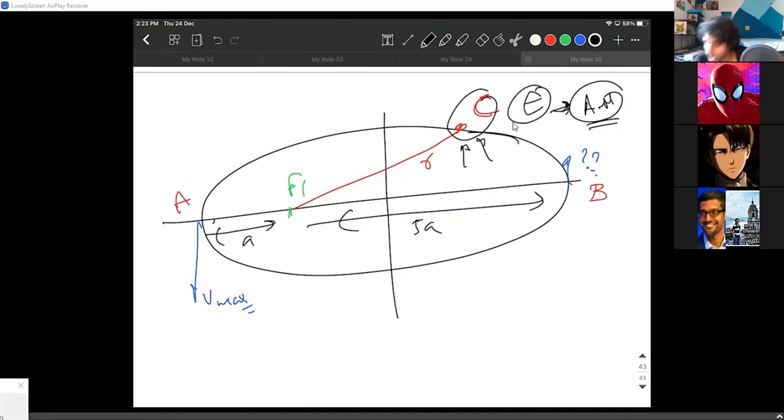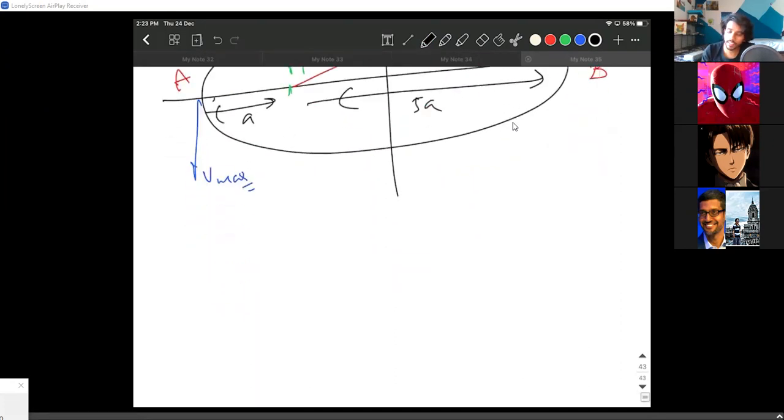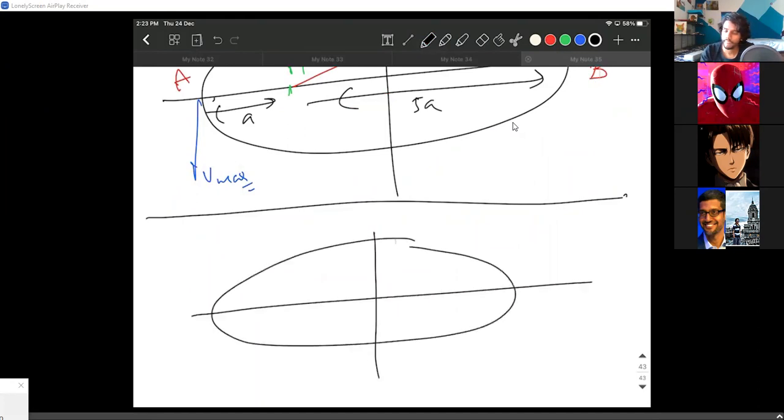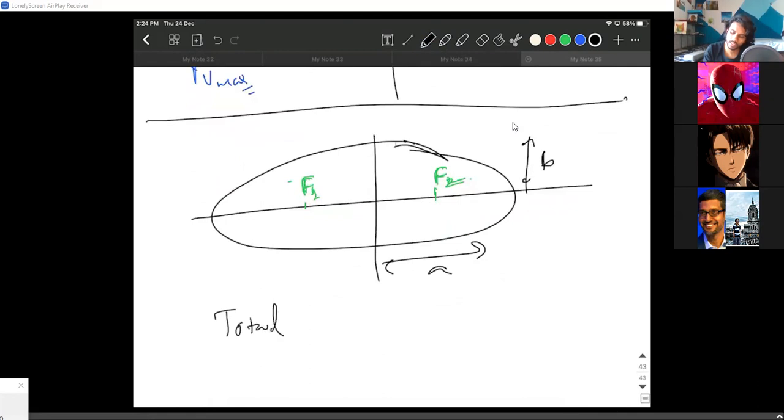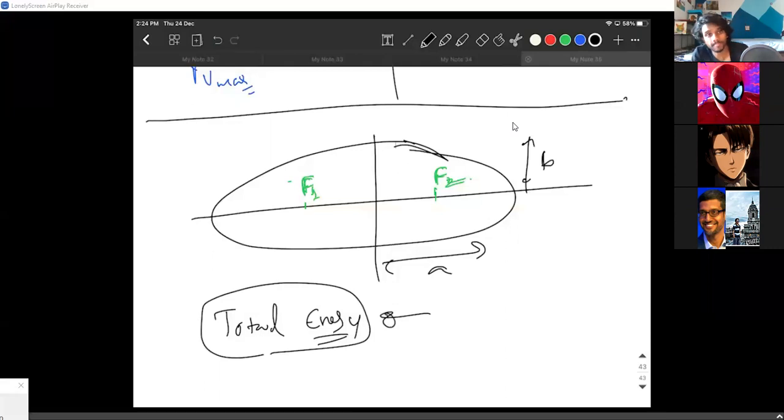Now, what other things are important when it comes to elliptical orbits? What is the total energy of an elliptical orbit? Let us say I mentioned that there is an ellipse with F1, F2, and everything was given clearly. A is given, B is also given. What is the total energy of an elliptical orbit object?